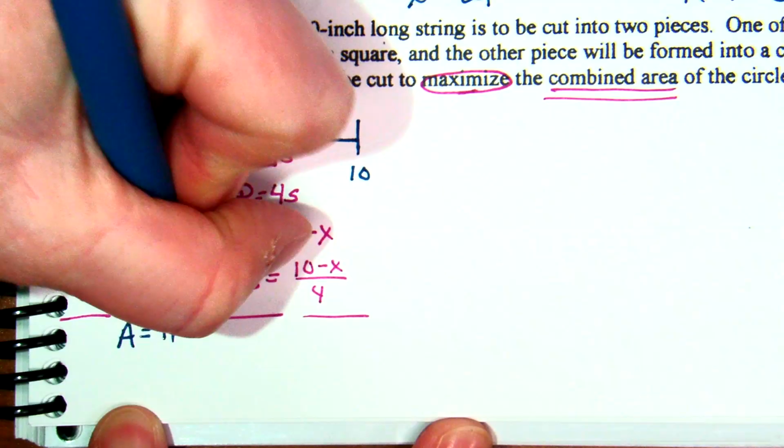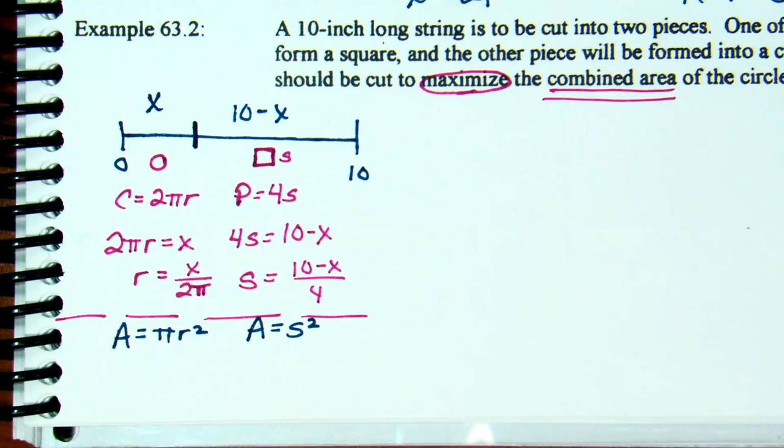Now, combined area means we're going to put these together. But if I put these together, we've got r's and s's in the same problem. Do you see where we're going with this? I already had you solve, didn't I? So rewrite the area formulas in terms of x. So if it's pi r squared, it's pi times x over 2 pi, quantity squared.